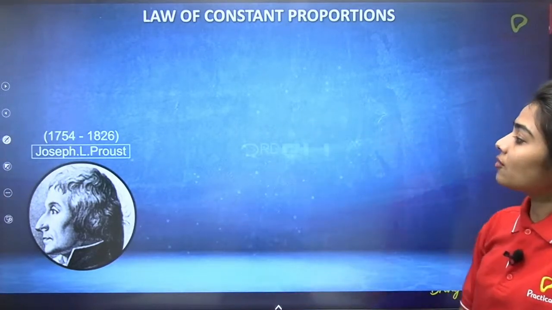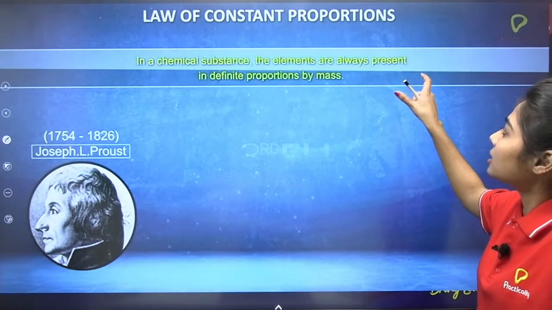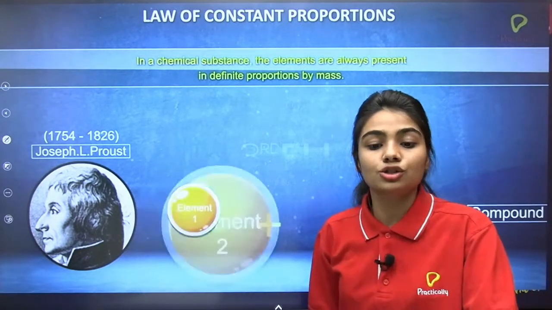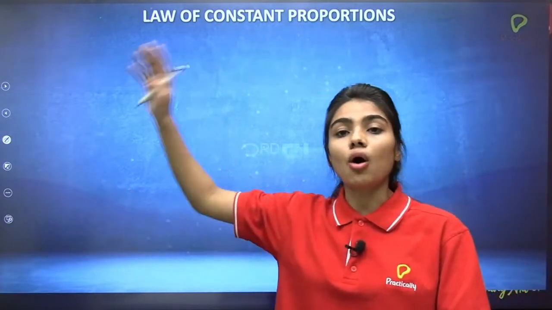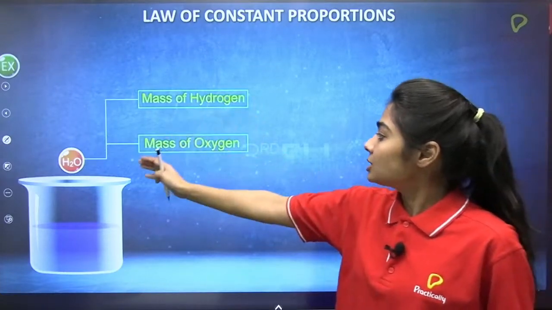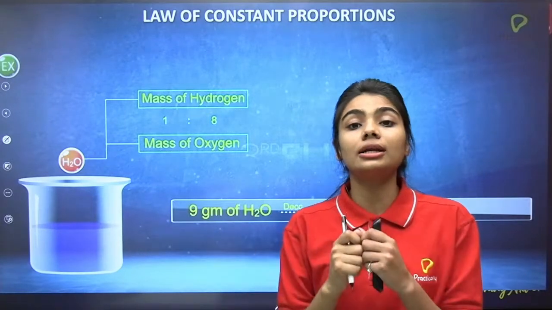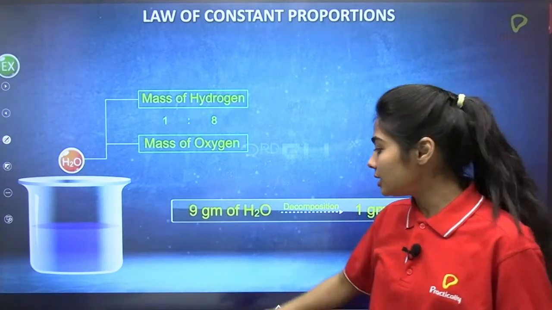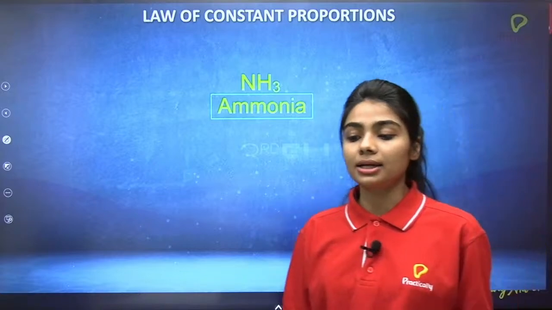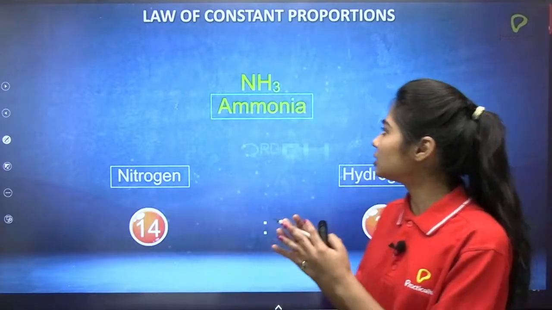So here the law of constant proportion was given by Joseph L. Proust. In a chemical substance, the elements are always present in definite proportion by mass. This was given by Joseph L. Proust, or we can say law of constant proportion or law of definite proportion. So here the mass of hydrogen and mass of oxygen always combine in the ratio of 1:8 whenever water is formed. Whenever water is formed, they will always combine in the ratio of 1:8. Okay, I will explain later on, but first you can see this video.